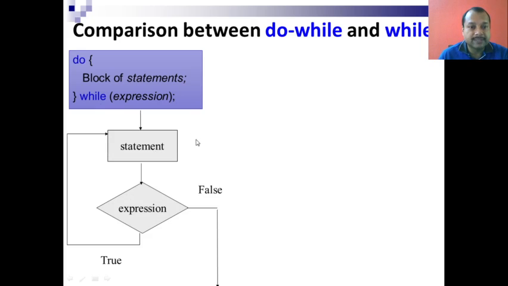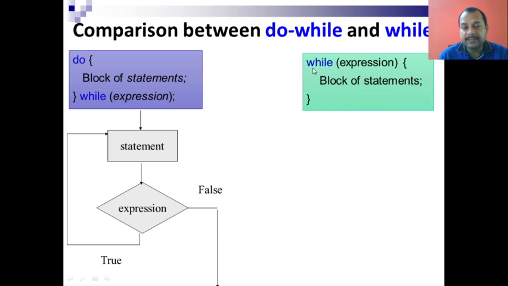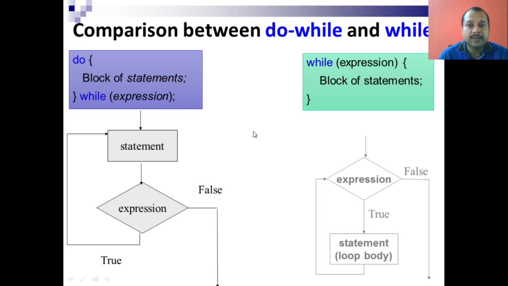For this do while statement, the flow diagram is like this, where at least one execution of the block of statements will take place, then the expression will be evaluated. Whereas for while, since the expression is evaluated first, based upon the evaluation the block of statements may not be executed even once. In the flow diagram also you see the marked difference. In case of the while loop, on the right hand side, the expression is evaluated first, and if it is false, it will straight away go out, and the loop body will never be executed.